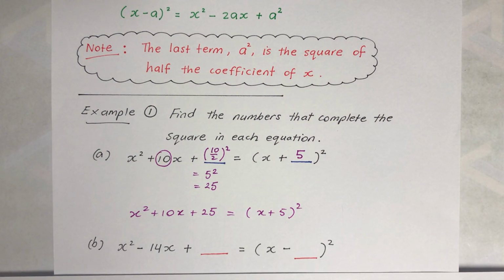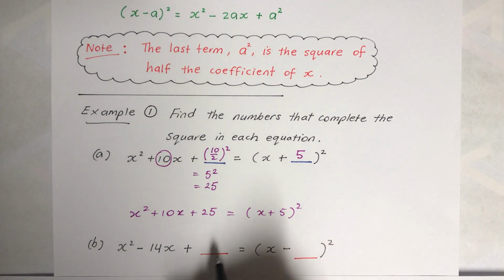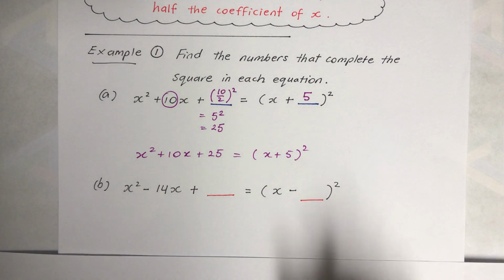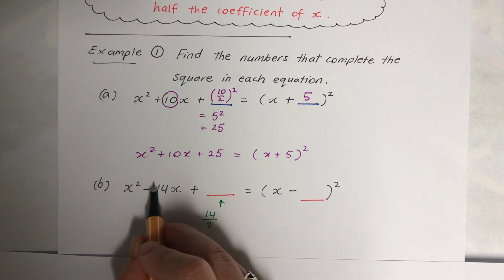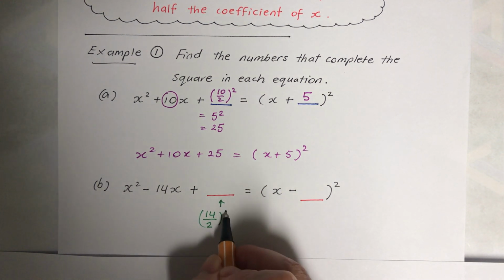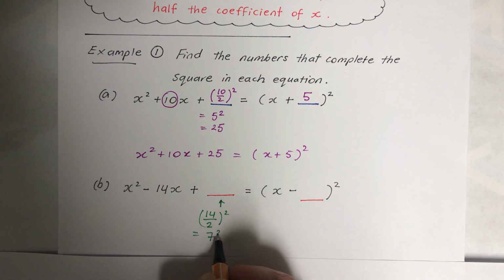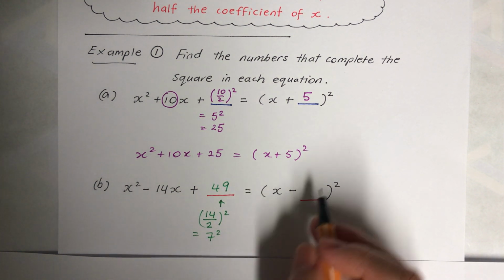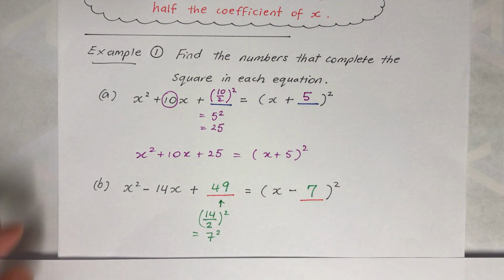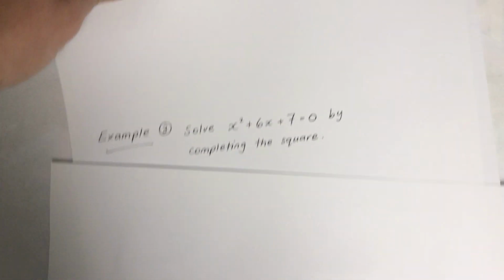All right, so the next one is a negative. What did I say? The number that goes in here is half of the middle term, the coefficient of x, and then square it, which is 7, isn't it? Square it, that's 49, and what goes in here before the square part is 7. All right, are you getting some ideas now of what we need to do? Hopefully you do, because we are going to do some questions now.